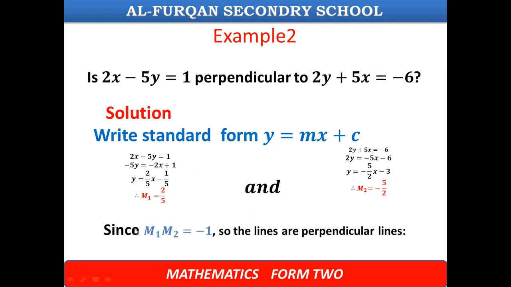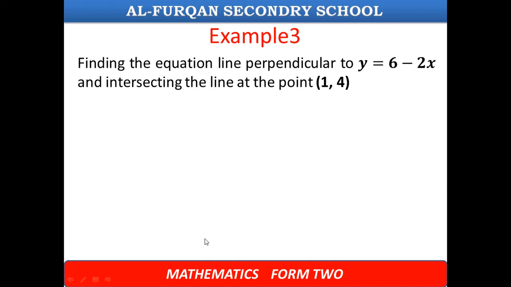So, since m1 times m2 is equal to minus 1, the lines are perpendicular lines. Therefore, the line and the other line are perpendicular, because the product of the gradients is minus 1.